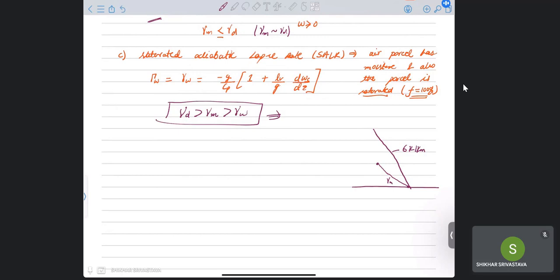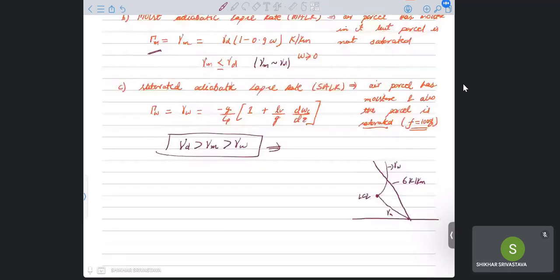So initially the parcel will follow this gamma M or gamma D, whatever you want to say, up to a point which is called LCL, the lifting condensation level. At this point, saturation starts to take place. That is, the air parcel is saturated, and after that it will follow gamma W. So at this point, a cloud starts forming. If you further lift the parcel, further cooling will create condensation and clouds. So LCL is the base of the cloud.